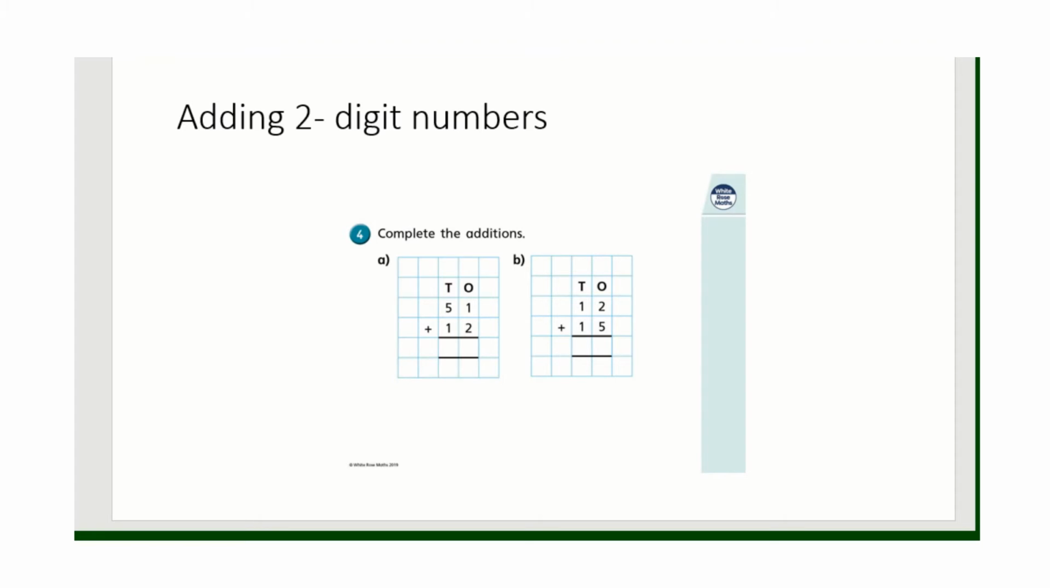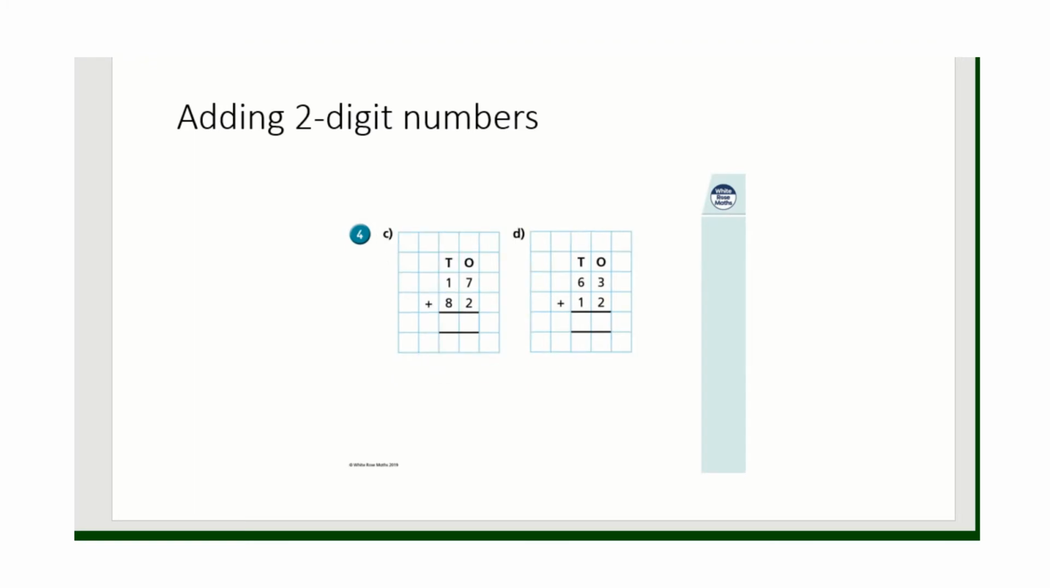Let's have a look at this one, look. So the calculation is 12 add 15. In the ones column, it's 2 add 5, which we know is 7. And we know we've got 1 ten add 1 ten. We know 10 add 10 is 20. So it's 27. Can you have a go at them by yourself?